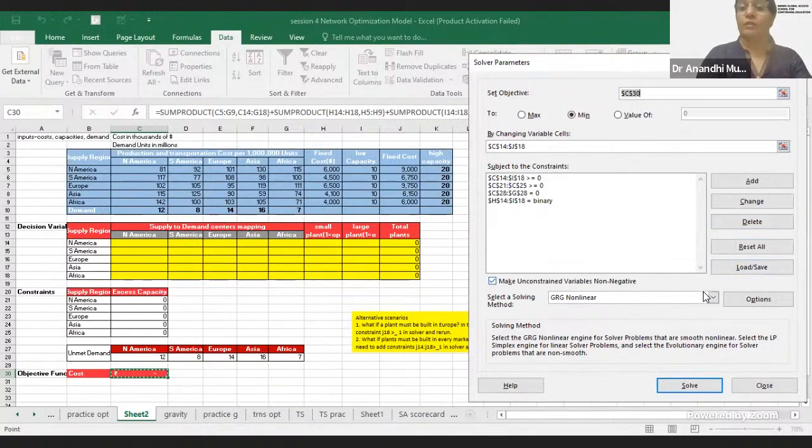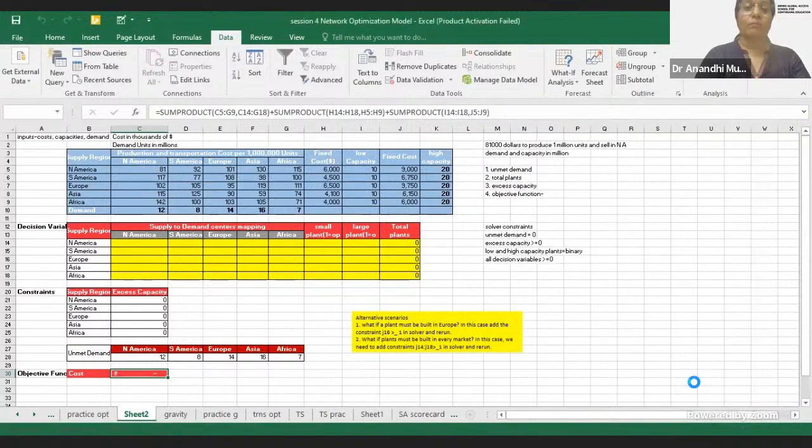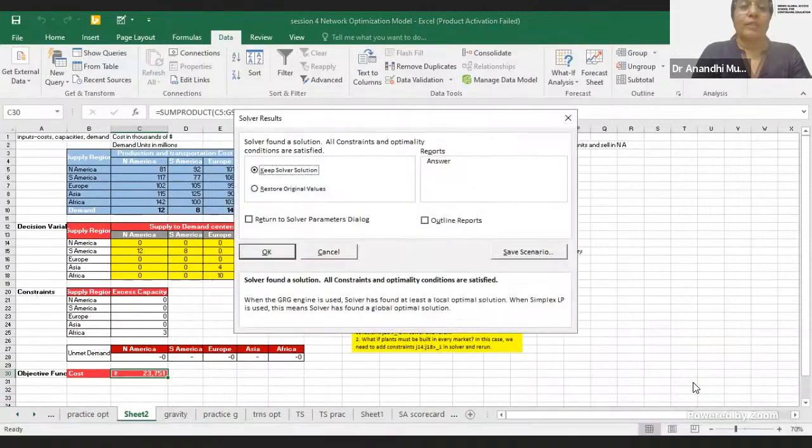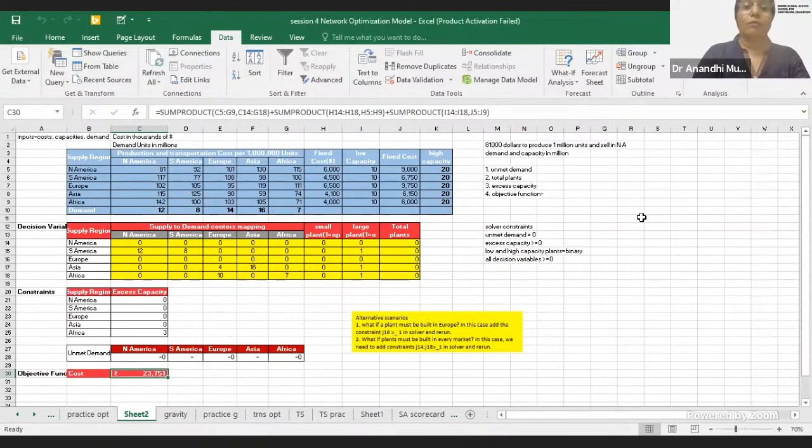No more constraints. Using either simplex or GRG nonlinear, we can crack this. Since it's a nonlinear problem, we will choose GRG nonlinear. After choosing that, all the constraints have been fed. Just check one more time. Yes, click solve. It will take a few more seconds. Okay, fine, click OK.